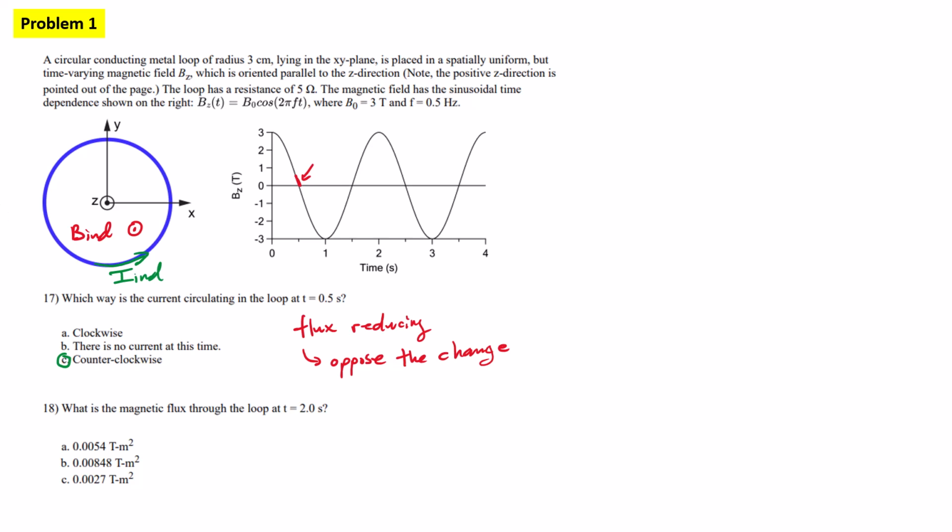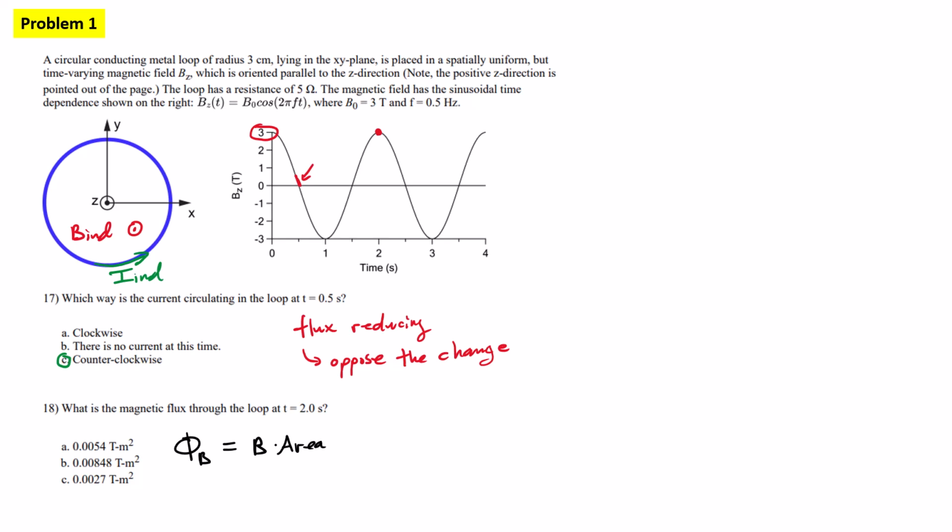Next question says, what is the magnetic flux through the loop at time equals 2 seconds? Time equals 2 seconds is right here on our graph. We see that we have a magnetic field right here of 3. You've got to be careful with the units, so that is actually 3 Tesla. They're asking us for the magnetic flux, so we apply our definition. The field is uniform in space, so I don't need any fancy integral over here. So it's simply B scalar product with the area.